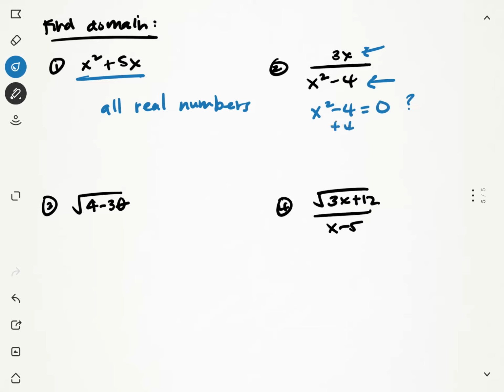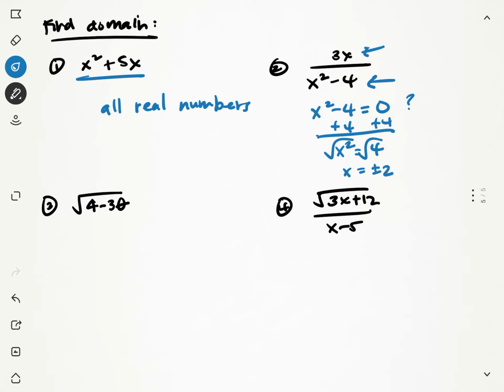Well, we can solve this pretty easily algebraically. We can add 4 to both sides of this. And then when we divide, we get x is positive or negative 2. So if I were to plug in positive or negative 2 into this function, the denominator would be 0.